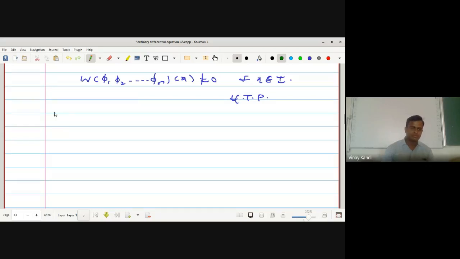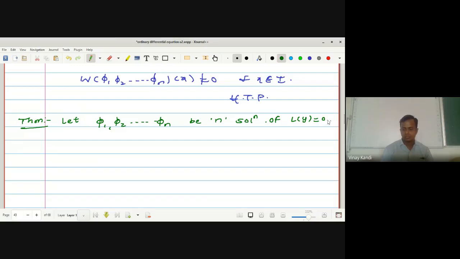Now the next theorem is, wait a minute. Let the next theorem be: let phi 1, phi 2 up to phi n be n solutions of L of y is equal to 0 on an interval I, and let x naught be a point in I.